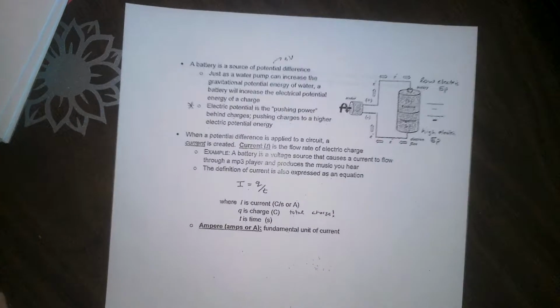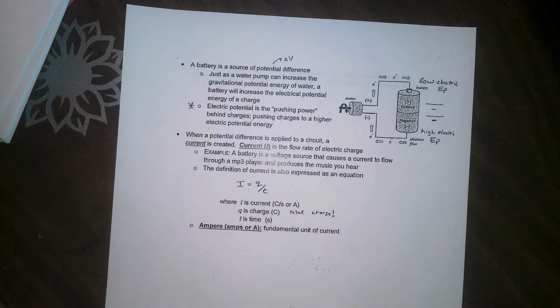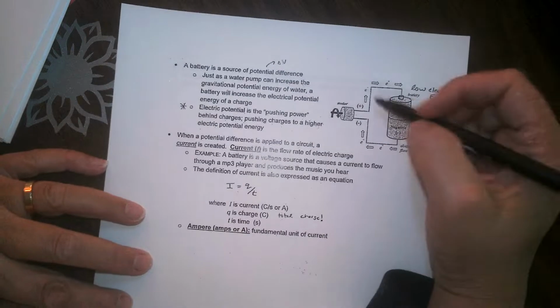A battery is a source of potential difference. That's why we use that symbol. So a water pump increases gravitational potential energy of water. A battery will increase the electric potential energy of a charge. Okay? So when we are looking at voltage or electric potential, it's the pushing power behind a charge.